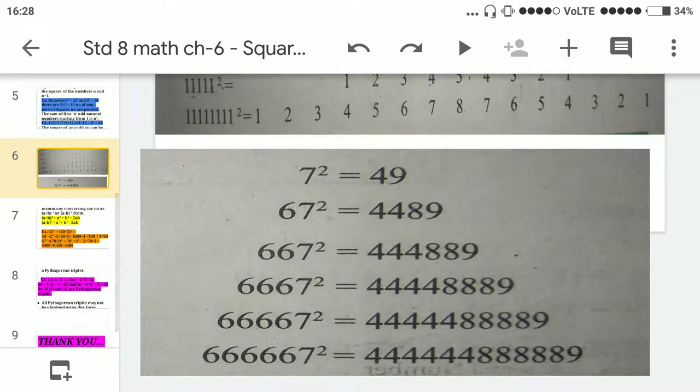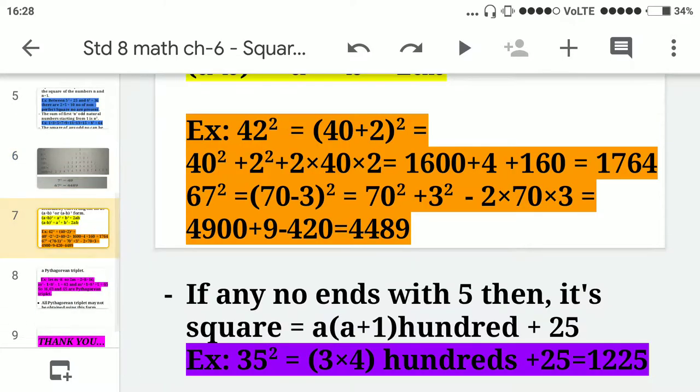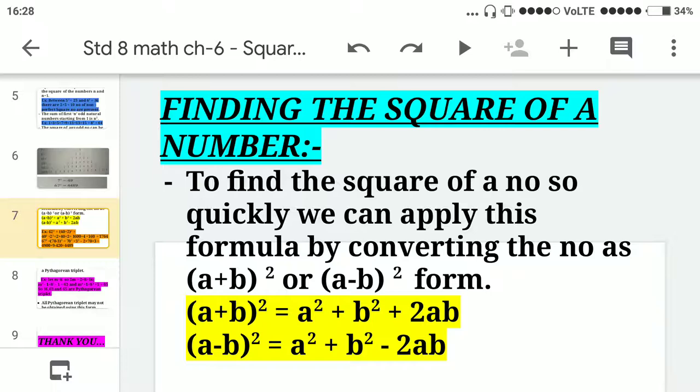This is some number pattern, you can see it easily. Then how to find the square of a number? We can multiply directly. For example, if I say 33 square, you calculate. So what will you do? 33 into 33, directly you can multiply and get the answer.